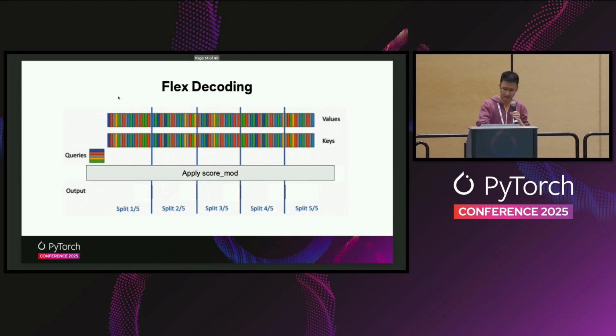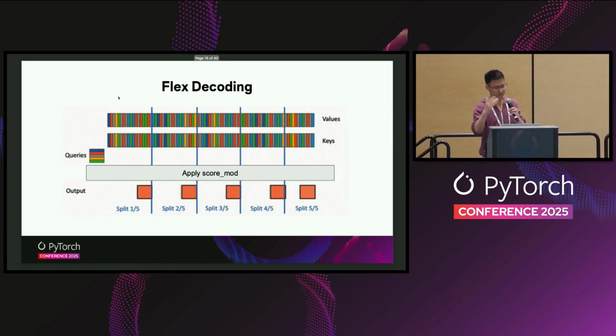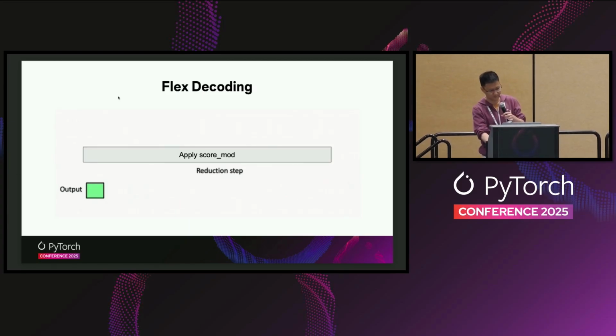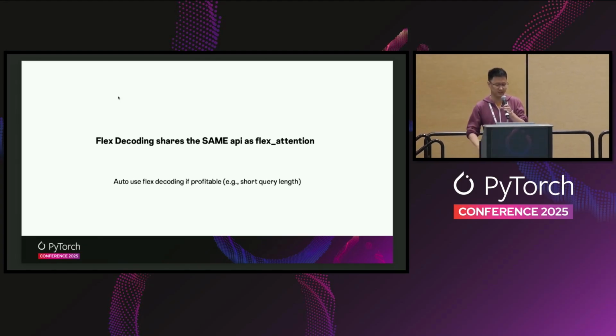Similarly, we have flex decoding, also using the split-K optimization, which makes it very fast for the inference setting, but we still allow the flexibility from flex attention. Like we can still apply a score mod here, compute the result for every split, and finally reduce it. Okay, this is flex decoding. So flex decoding shares the same API as flex attention. We can automatically switch to flex decoding if it's profitable, like when the query length is very short.